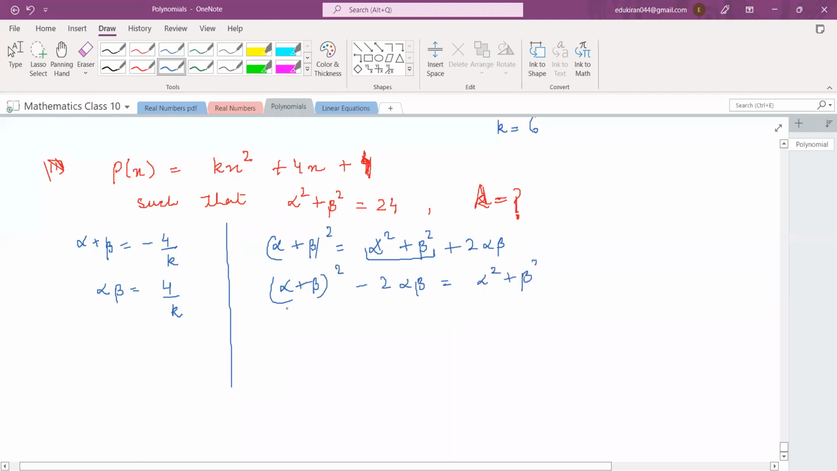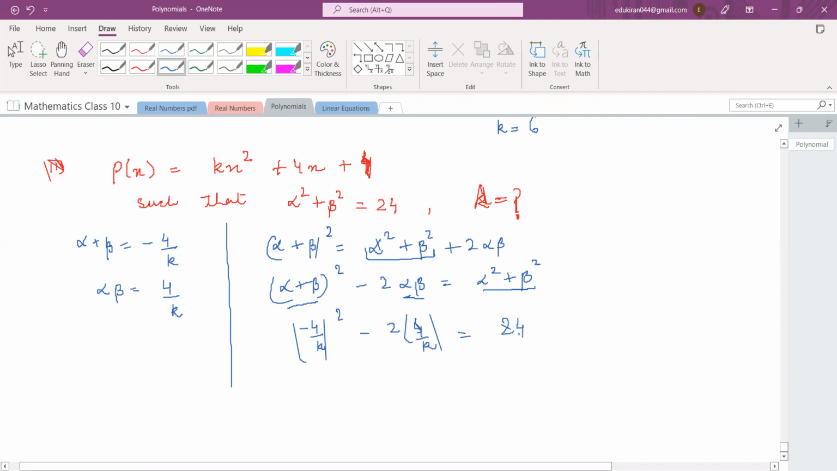Clear? So now I know the value of alpha plus beta, I know the value of alpha beta, and I know the value of alpha square plus beta square. So put all the values. So alpha plus beta whole square means minus 4 by k whole square, and then minus 2 into 4 by k. Clear? And this is equal to 24.